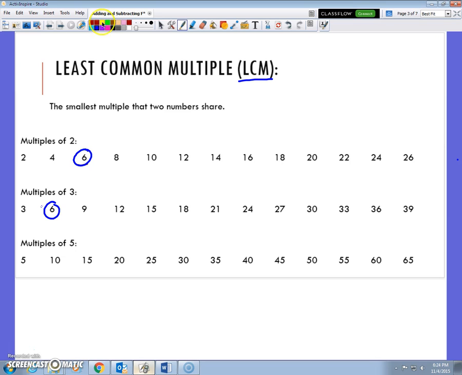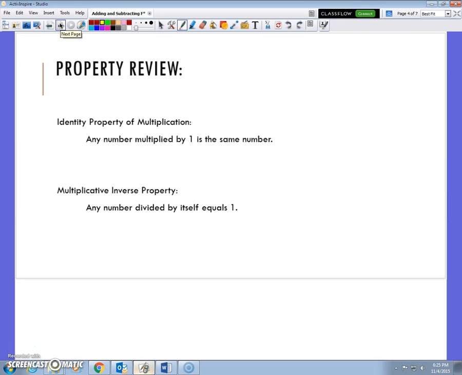Or if I wanted to compare 3 and 5, okay, I would say, well, 3's not in there, 6 isn't in there, 9's not in there, 12's not in there. Oh, but they do share 15. So the least common multiple between 3 and 5 would be 15. Okay, so these lists are going to come in really handy, seeing which multiples they share. And in fact, we always want the smallest multiple that they share, the least common multiple.